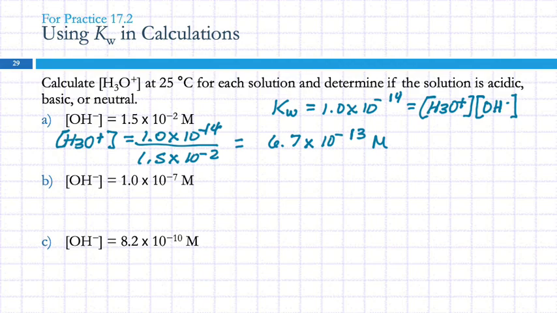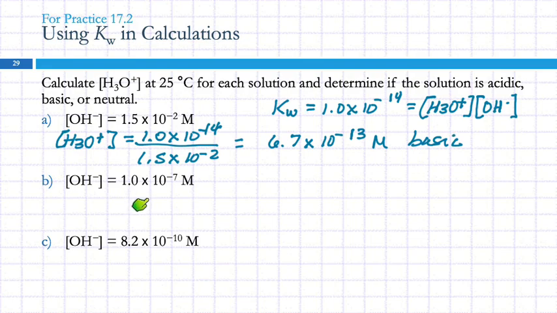So calculate the hydronium ion concentration. So there's the hydronium ion concentration. Is this solution acidic, basic, or neutral? It's basic because this one is larger. So this one's basic.